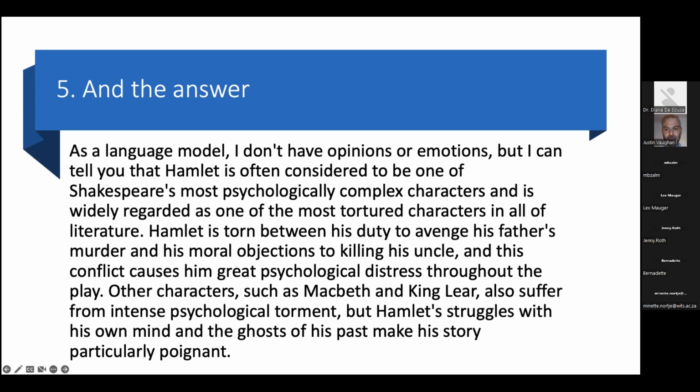I don't have opinions, but Hamlet is considered, well, yes, and it then talks about other characters suffering intense psychological torment, but Hamlet struggles with his own mind and the ghosts of his past, which makes his story particularly poignant. And you're right, Anna, it's Anna Mills, sorry, my mistake there. We'll put that reference into the slides when they come out in a few days' time.